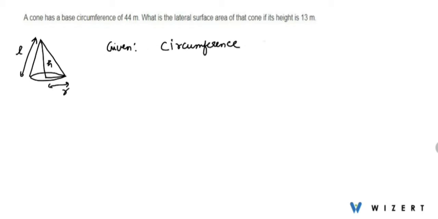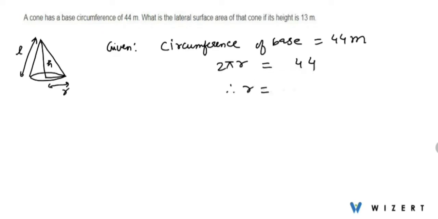So circumference of base is given, that is 44 meter, and we know that the circumference of base here is circular, so its circumference will be equal to 2 pi r. So from here the radius will be equal to 44 divided by 2 pi. Let's substitute the value of pi as 22/7. So radius will be equal to 7 meter.